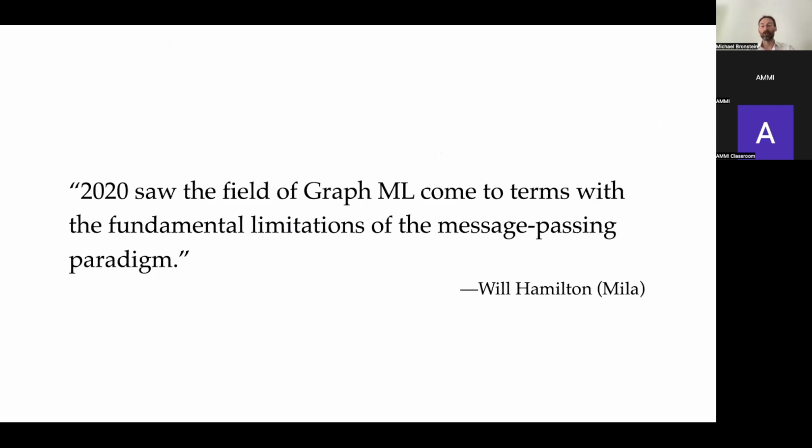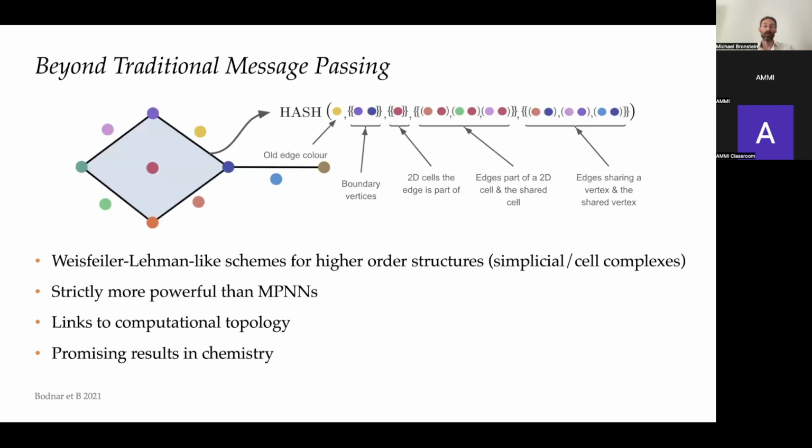This is a quote from Will Hamilton. He is mainly known for the GraphSAGE framework, but many other papers on the topic. And he was saying that we've seen, mainly in 2020, the field come to terms with the fundamental limitations of the message passing paradigm. The fact that, for example, message passing is equivalent to the Weisfeiler-Lehman graph isomorphism test shows that certain structures cannot be detected, and it requires methods that go beyond these limitations. We talked about some of them. I think Cristian Bodnar as well mentioned some of them.